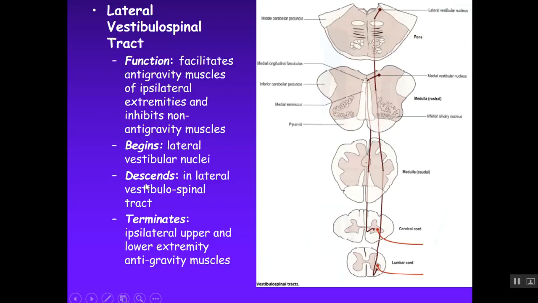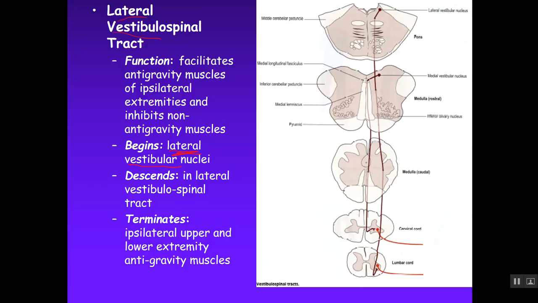Lateral vestibulospinal tract. Okay, so the lateral vestibulospinal tract facilitates anti-gravity muscles of ipsilateral extremities and inhibits non-anti-gravity muscles. So it provides excitation to anti-gravity muscles on the same side of the body as that tract, and tends to inhibit non-anti-gravity muscles. So it's got a dual role. It's excitatory, but also inhibitory to another group of muscles, okay? It begins, fortunately, in the lateral vestibular nucleus. So lateral vestibulospinal tract, lateral vestibular nucleus, it descends in the lateral vestibulospinal tract.